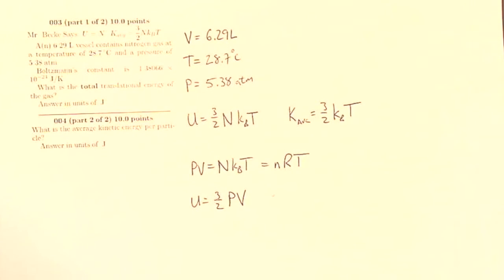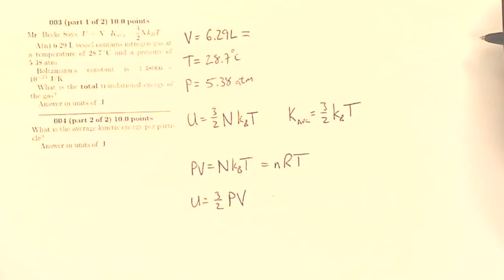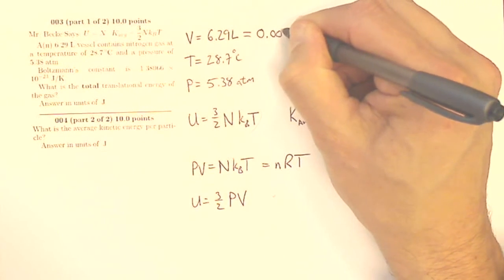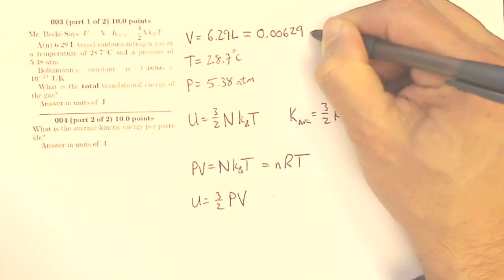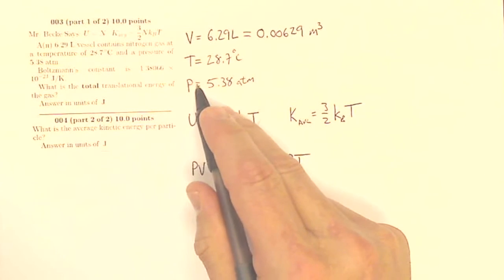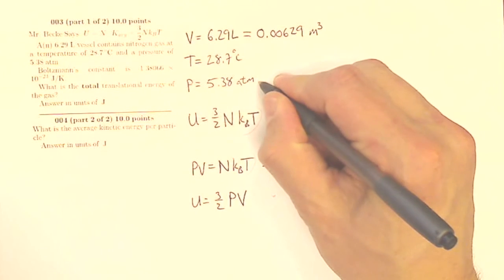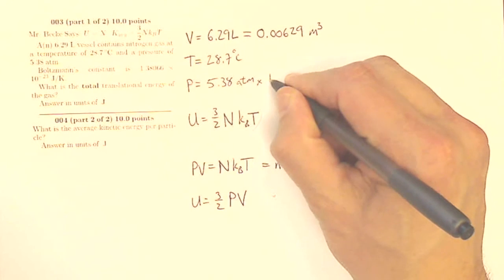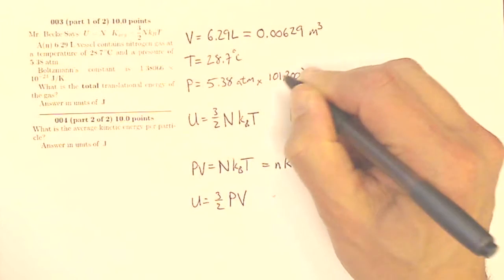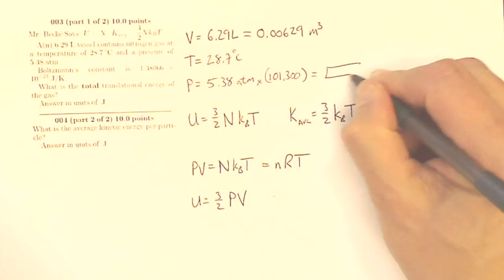Well, volume is 6.29 liters. I know that there are 1,000 liters in a cubic meter. So this becomes 0.00629 cubic meters. And that's my volume. My pressure is 5.38 atmospheres. Well, I'm going to have to multiply that by 101,300 because that's how many pascals are in each atmosphere. So that's going to give me my pressure.